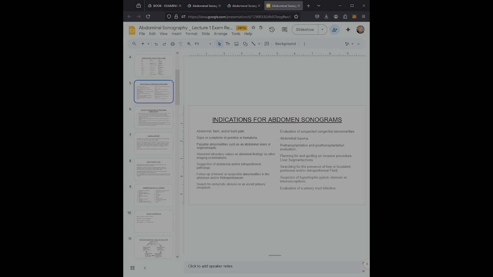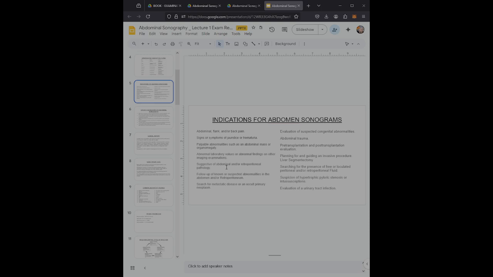So, what are some of the indications for an abdominal sonography, an abdomen sonogram? We can have any kind of abdominal pain, signs or symptoms of jaundice, in this case the yellowing of the skin, yellowing of the eyes, palpable abnormalities, such as an abdominal mass, or if there's organomegaly, abnormal laboratory values. We'll talk about those as we continue.